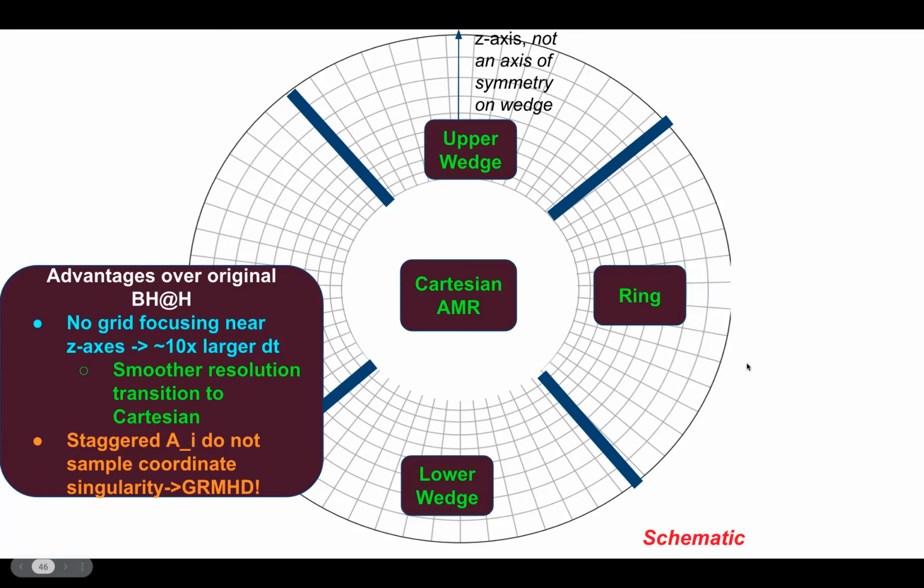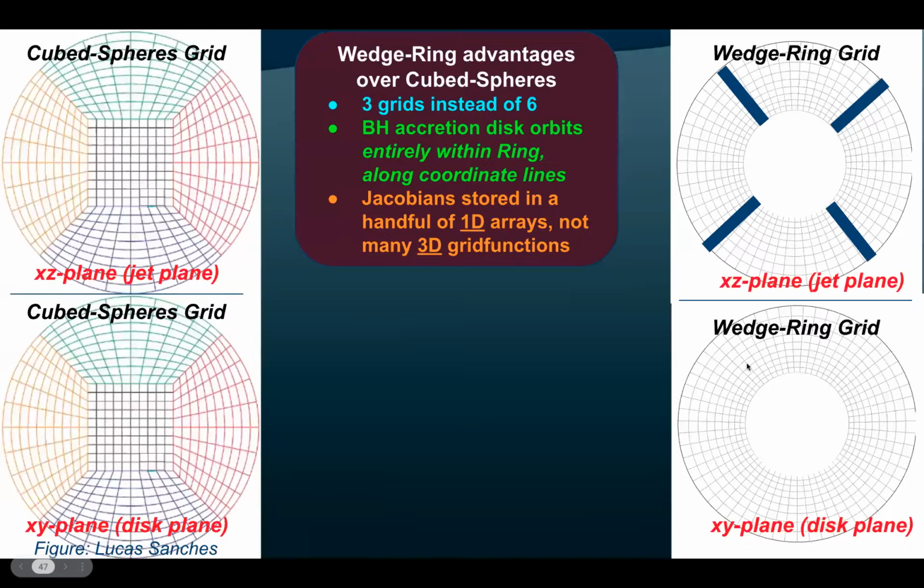Cartesian AMR is great. Cartesian grids are great in that they uniformly sample the points over a mesh. And also, I think this is going to be wonderful for GR-MHD, and I'll talk a little bit more about that. Next slide.